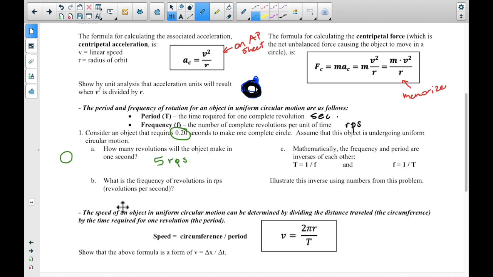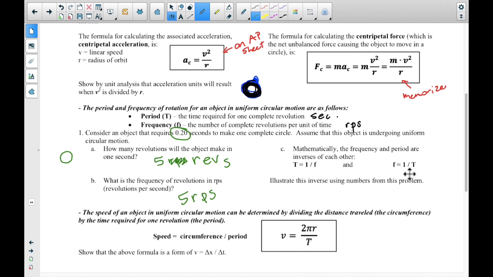This next question, question B, is really the same question. I might have said, instead of saying RPS, maybe I just said 5 revolutions. And this is saying what is the frequency in revolutions per second, and that will be 5 revolutions per second.